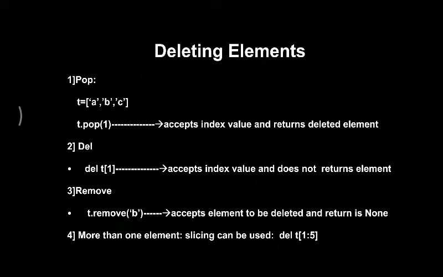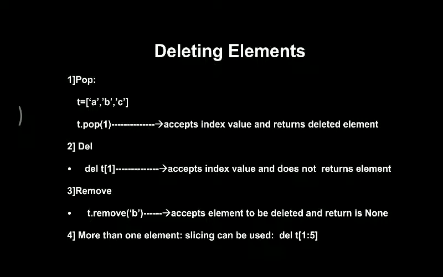So next is how to delete elements from the list. There are three operations we can do with the list: pop, del, and remove. Using pop, we can remove an element from the list: t equals a, b, c. If we give t dot pop of 1, it accepts an index value and returns the deleted element.